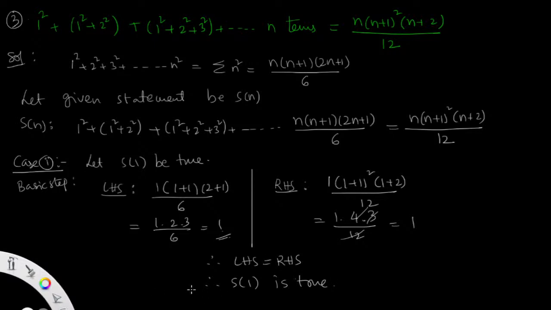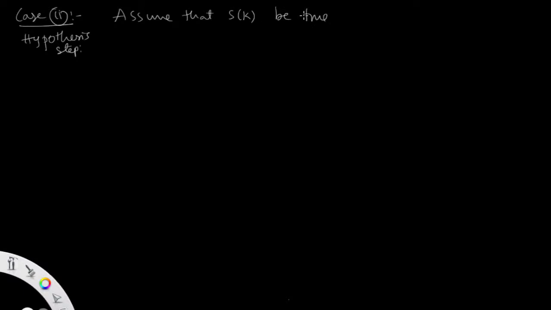Okay. Next, second part, the hypothesis, case 2. For any value, let it be k. Hypothesis step. Assume that S of k be true. Therefore, S of k: in the place of n you have to write only k.